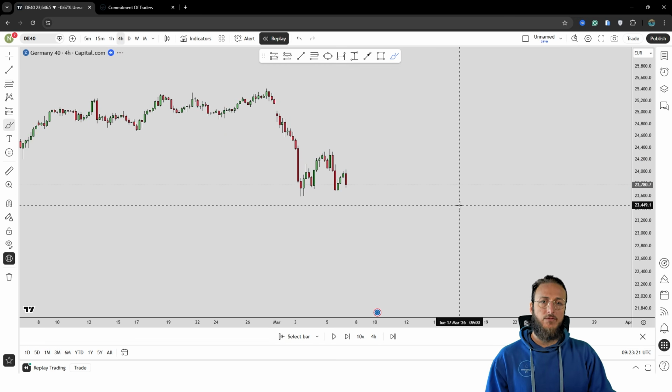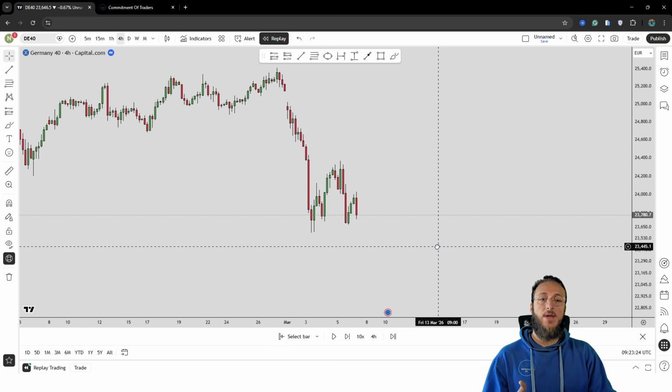If we go down on the 4-hour time frame, what we can see is that also here on the 4-hour, we had bearish structure.